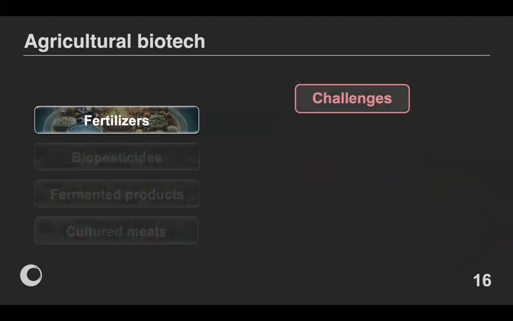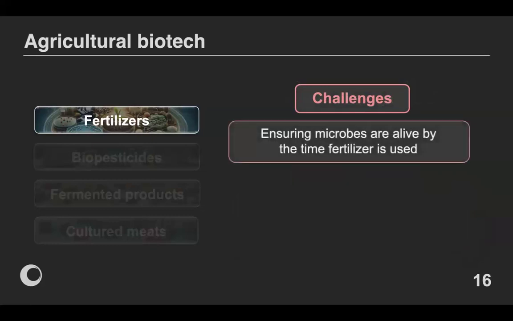And so some of the challenges within the fertilizer space is one that it's really hard to ensure that the microbes are actually alive by the time the fertilizer is used. Because usually you're going to be manufacturing things and you need to transport them to the end user, oftentimes going to be a farmer. You need to find a way to make sure that those microbes are actually alive when they are actually used by the farmer.